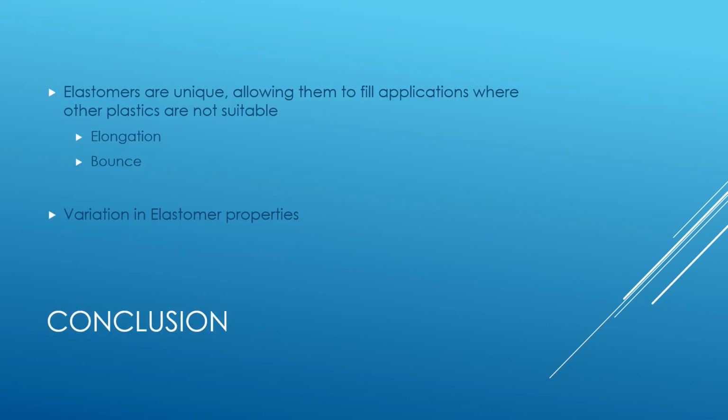In conclusion, elastomers are very unique from other polymers that we use every day because of the elongation and the balance of properties, making them perfect for seals and flexible parts. And the variation of elastomer properties can be so wide because the chemical structure determines the properties of the elastomers. Changing that can change the properties. So many things that we can do with elastomers.